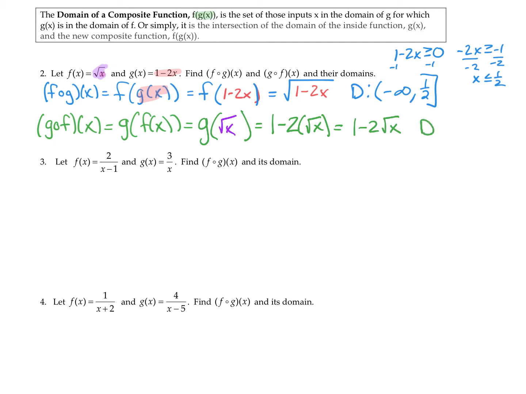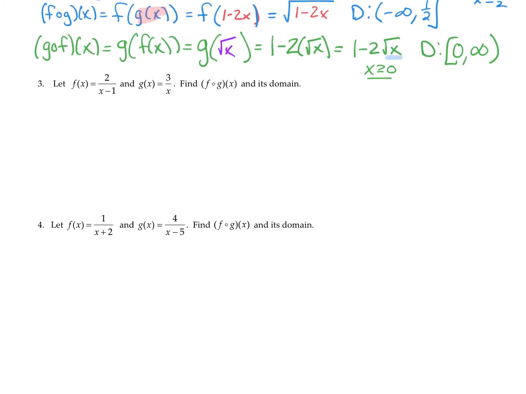All right, so what's the domain for this? The only restriction on this domain is the square root. I know what's under it needs to be positive, meaning x would have to be greater than or equal to 0. That's the only restriction. So that means my domain would start at 0 and go to infinity. All right, let's try another one.